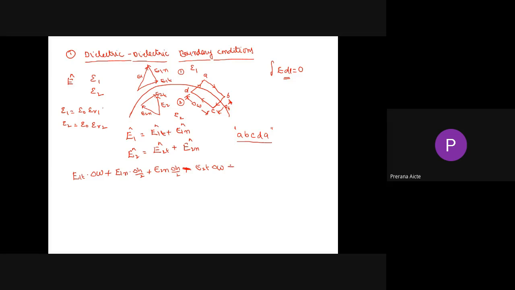Plus from D to A. From D to A, again half is in the second dielectric medium and the other half is in the first dielectric medium. These are normal components. So E of 2n into del of h by 2 plus E of 1n into del of h by 2 is equal to 0. That is, the total potential is equal to 0.